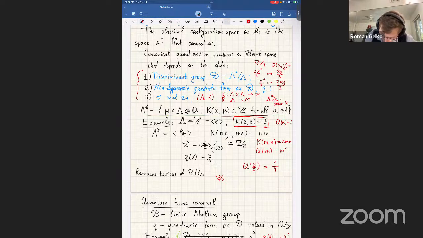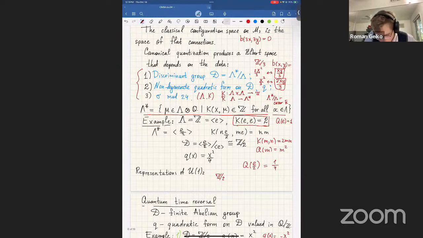Okay. So first of all, do you believe me that this is non-degenerate? So these are the only two non-degenerate bilinear forms. I'm checking that, for example, 3x and 3y must be 0 for any x and y. And also, I'm checking that it's non-degenerate. I can define a map from D to D star, and this is going to be an isomorphism.